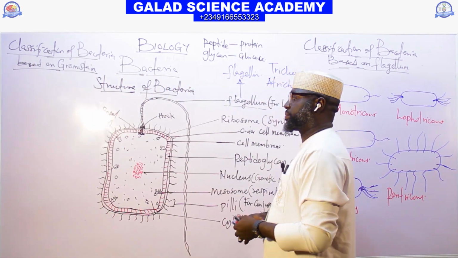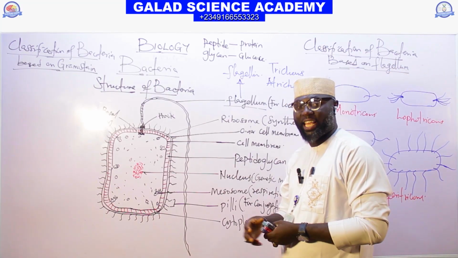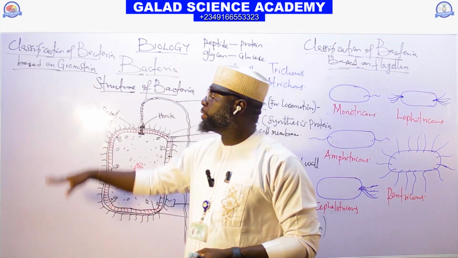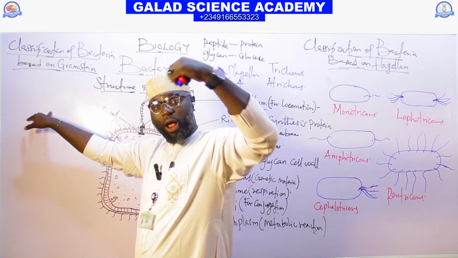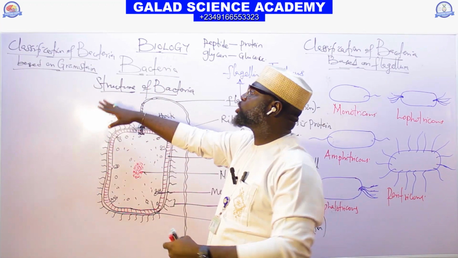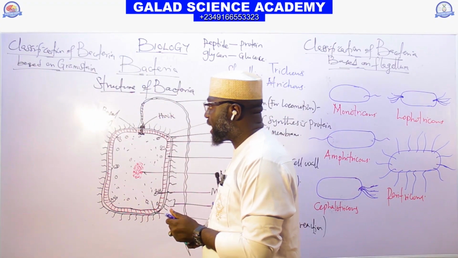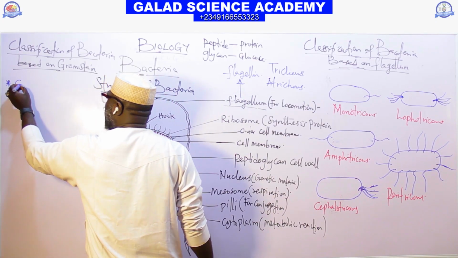What is a gram stain? Gram stain is the process of adding dye into the cell wall of bacteria. The process of adding dye into the cell wall of bacteria is called gram stain. So in terms of this gram stain, bacteria can be grouped into two parts. We have what we call what?